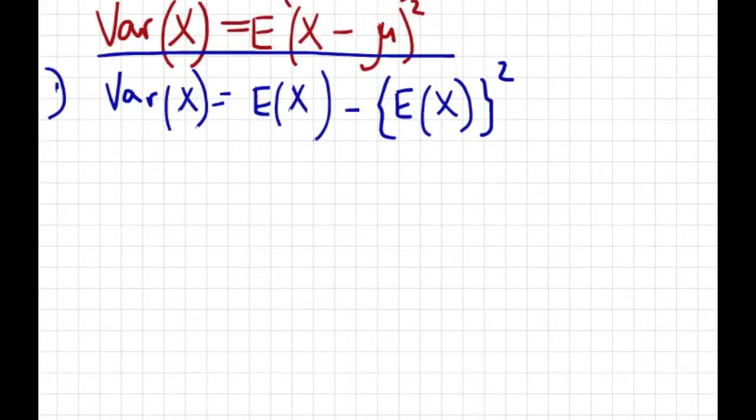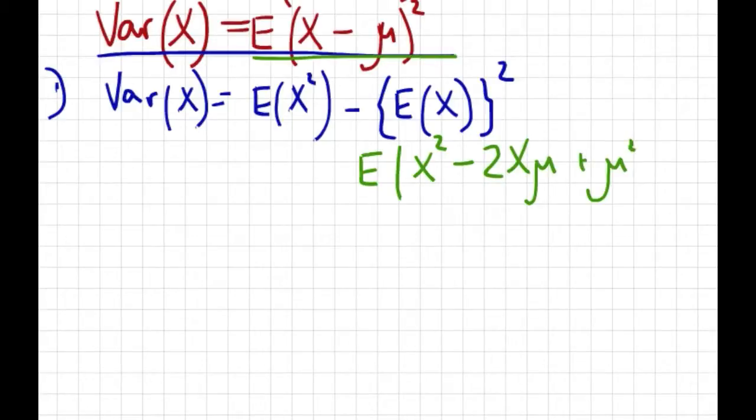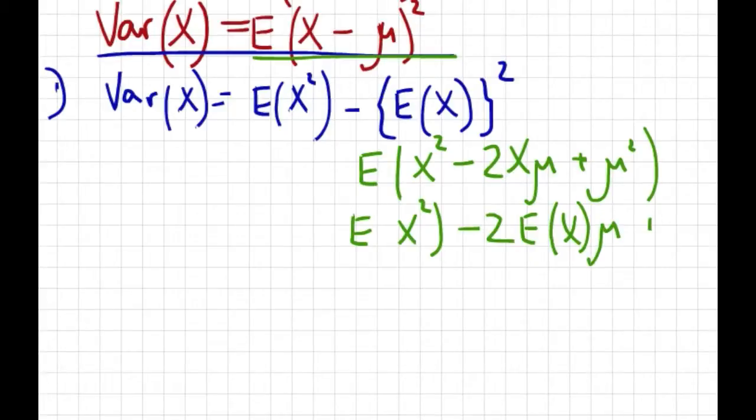And just because it's a very short and simple proof, let us have a look at why that works out to be true. If we start with the one that was given on top here, we can expand the brackets and we get x squared minus 2x mean plus mean squared. Now, using the properties of expected values, we can take the expected value of each of those parts separately. So we have this. If you follow through, the expected value of mean squared is just mean squared because mean is a value, not a random variable anymore.